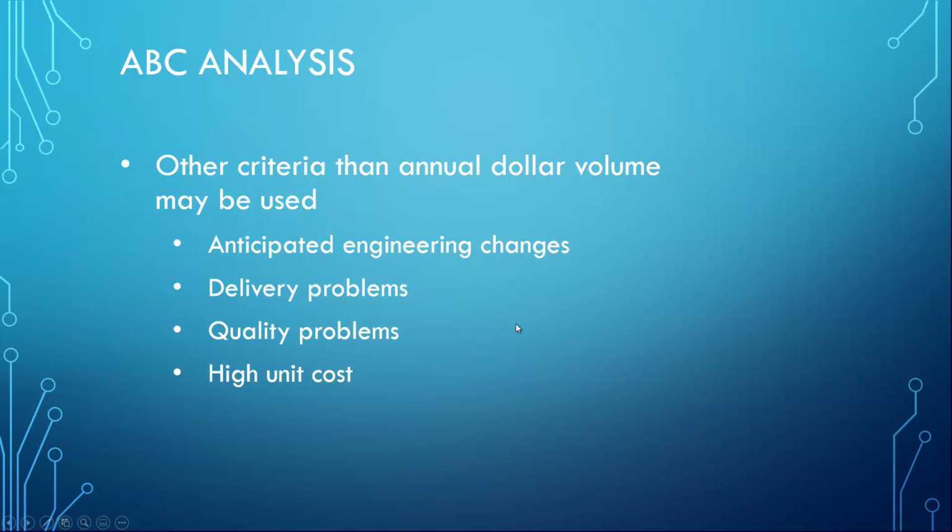The ABC analysis can also include criteria other than annual dollar volume, such as anticipated engineering changes, delivery problems, quality problems, or high unit cost. All these criteria can assist in the ABC analysis and define which items will be the most beneficial to the company.